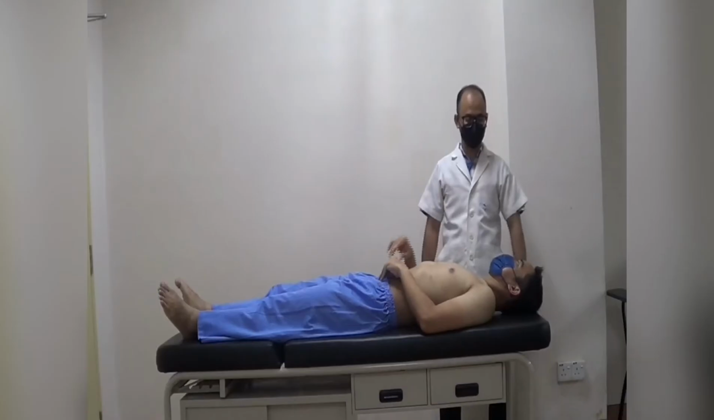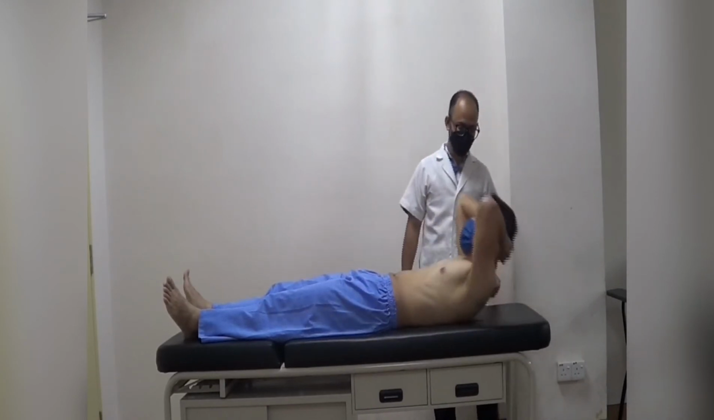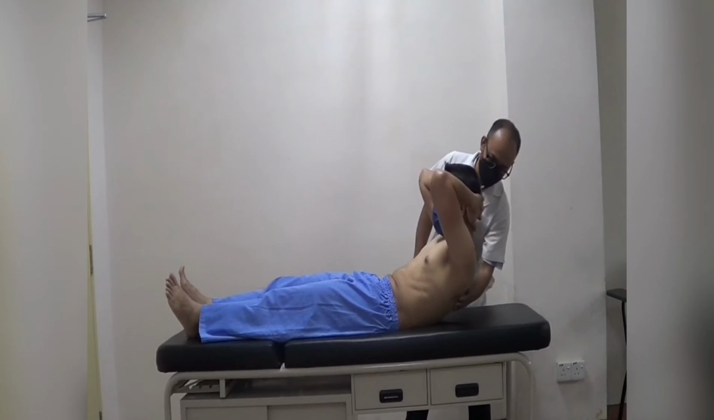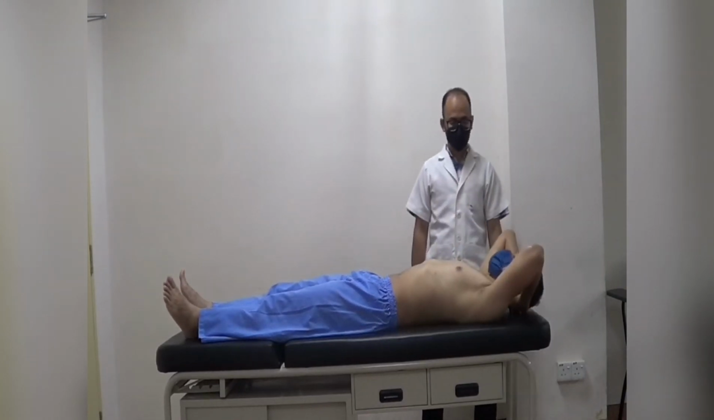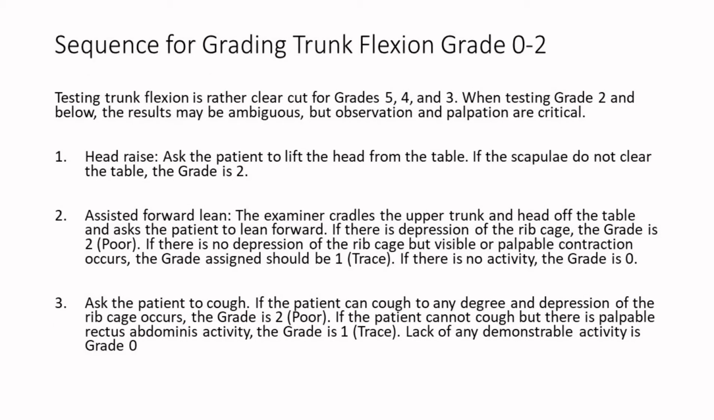Trunk flexion. Trunk flexion has multiple elements that include both thoracic and lumbar motion. Patient supine with hands clasped behind head. Examiner stands at side of table at level of patient's chest to be able to ascertain whether scapula clear table during the test.